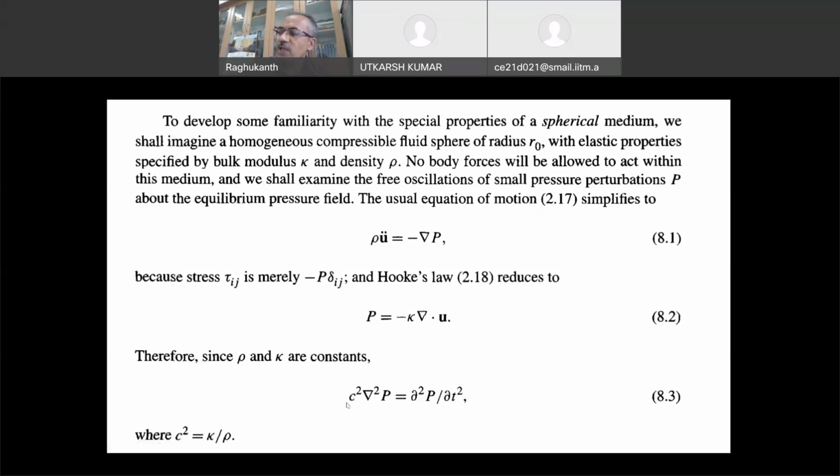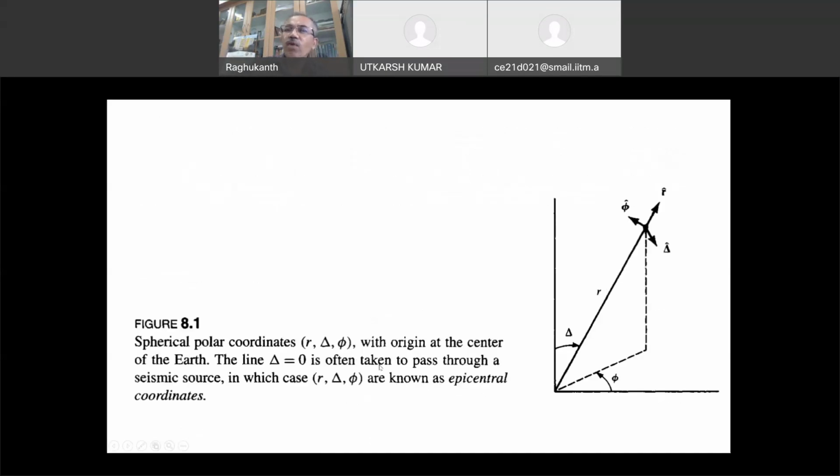Now this Laplacian operator del square, we are trying to solve this in a spherical coordinate system because it's a fluid sphere. I hope all of you are familiar with the spherical coordinates. Generally, in Cartesian we write x, y, z, but in spherical we have r, theta, as well as phi, the co-latitude and azimuth. So these are our coordinate system.